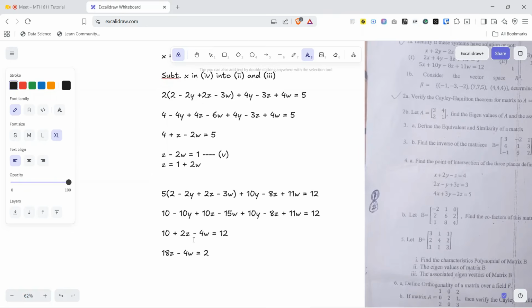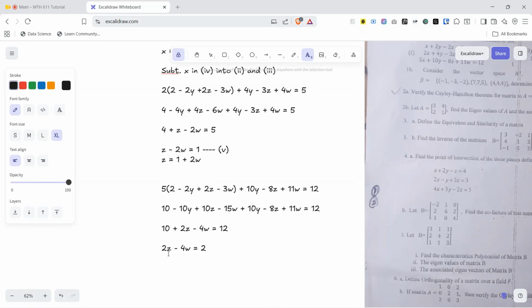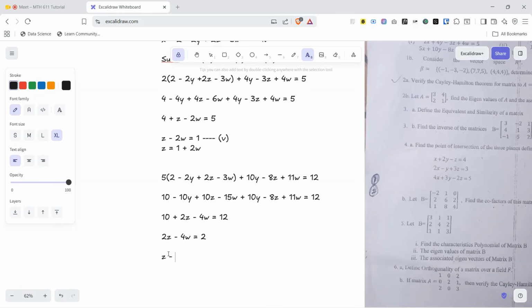Okay, 10 minus 2 minus 4, then this is going to be 2z minus 4 minus 2. If you divide through by 2, you would have z minus 2w equals 1. And that means z equals 1 plus 2w.